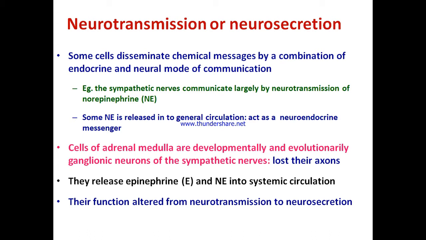Their function altered from neurotransmission to neurosecretion because they lost their axons. So neurotransmission is not possible. And now they are producing these chemical messengers which are released into the circulation. Examples are epinephrine and norepinephrine.